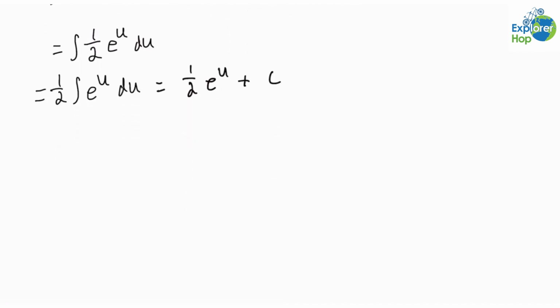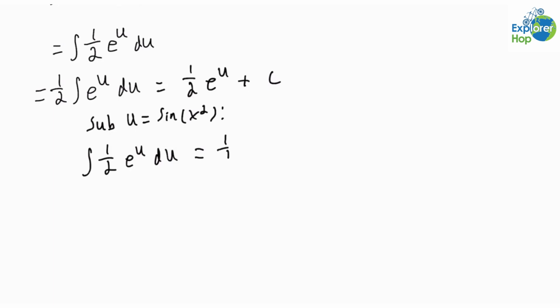And now we can sub u equals sine of x squared back in, which means that the integral of 1/2 times e to the u du is equal to 1/2 times e to the sine of x squared plus some constant c.